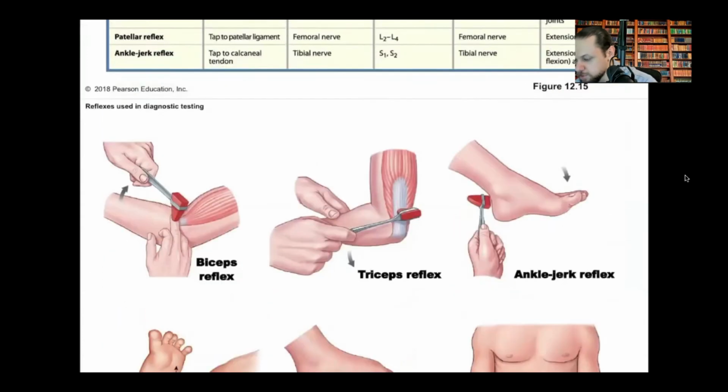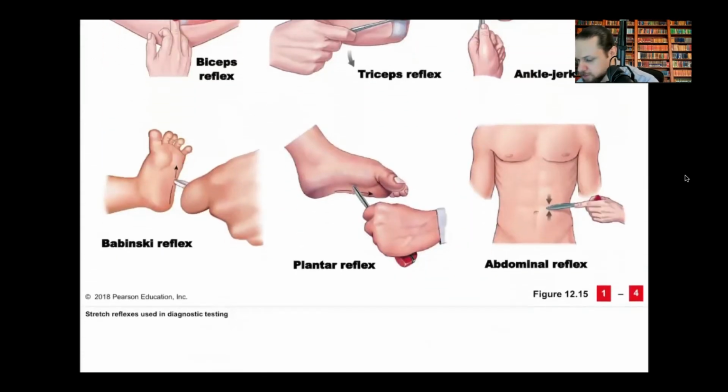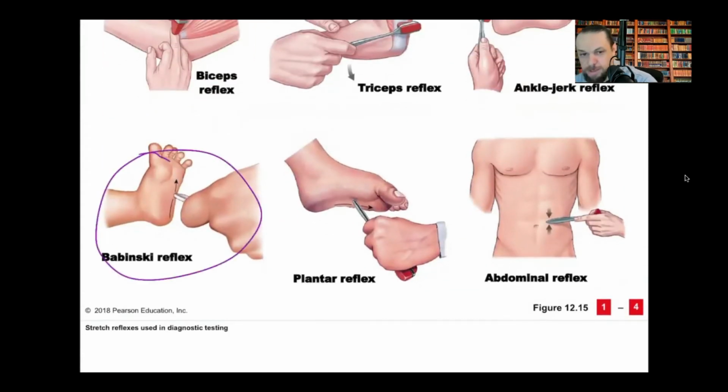In the ambulance, you will not be doing most of these. The Babinski reflex, you're doing. That's the lower motor neuron. If it's intact, normally the foot should curl, but if the toe is extending, it's an abnormal response, usually indicative of lower motor neuron damage.